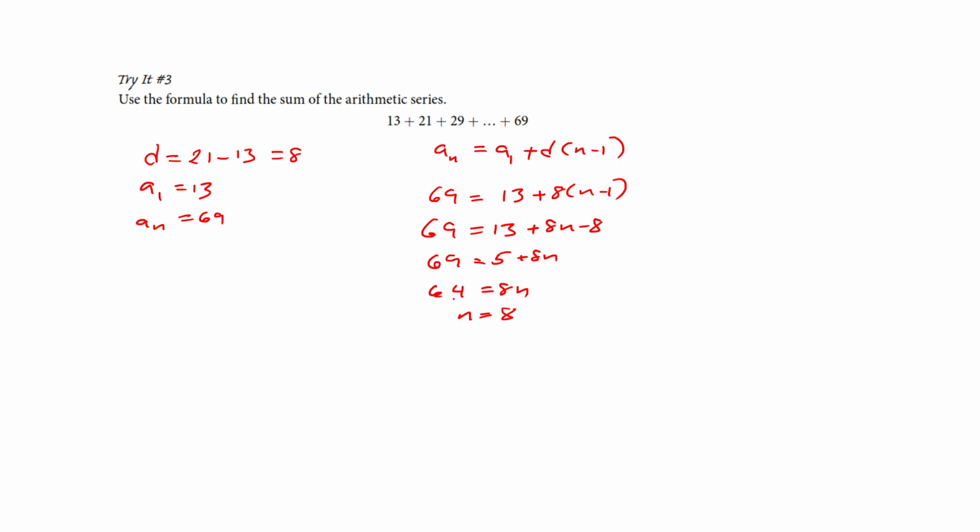Okay, so I've got it. n is 8. Now we have everything we need for the formula. It goes 8 times the first one plus the last one, all divided by 2. And you crunch that down, we'll get 328.